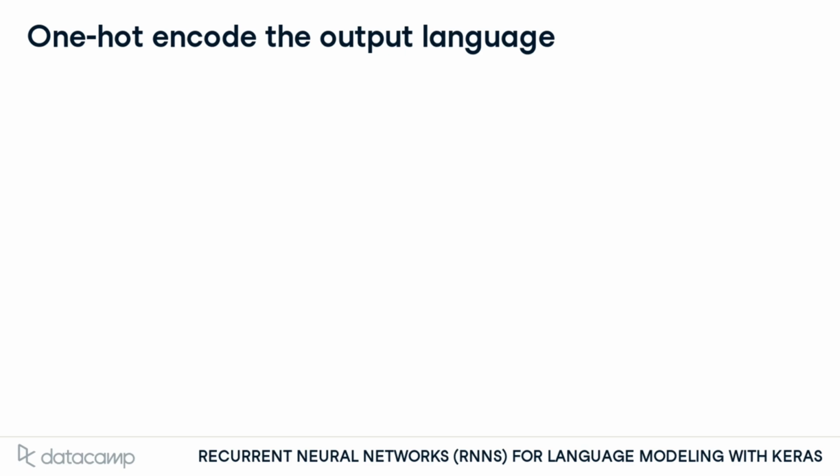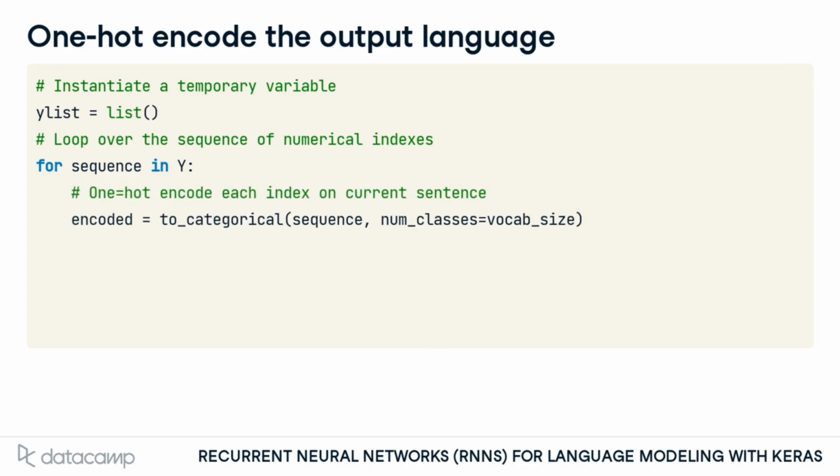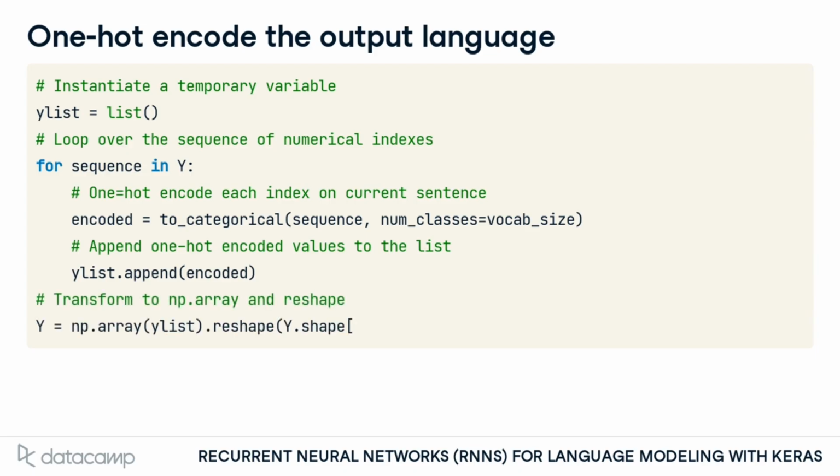We create a temporary list, then we loop over each sentence of numerical indexes. We use the function to_categorical to transform each index in the sentence to a one-hot vector. The output language vocabulary size is the number of classes. Then we append it to the temporary list. After the loop is completed, we transform this temporary list into a NumPy array and reshape it to have 3 dimensions: number of sentences, sentence length, and output language's vocabulary size.